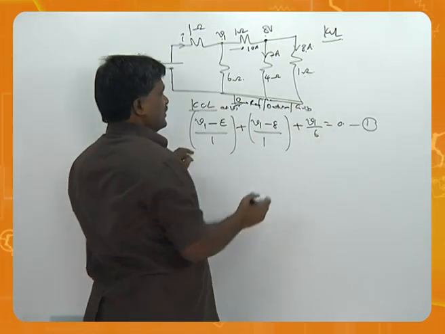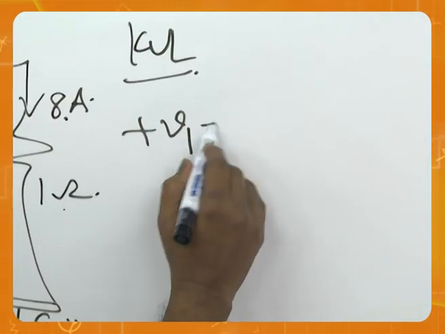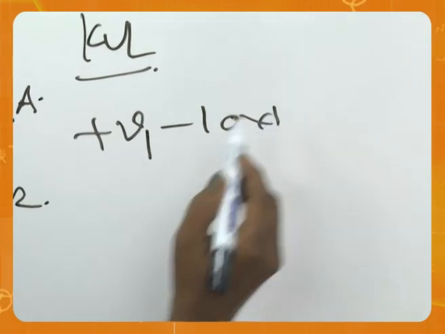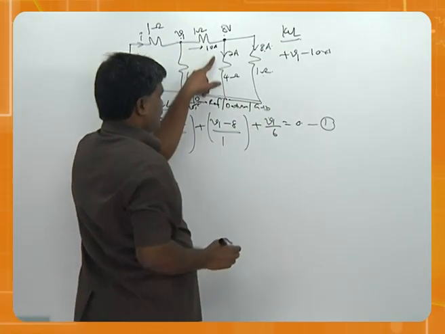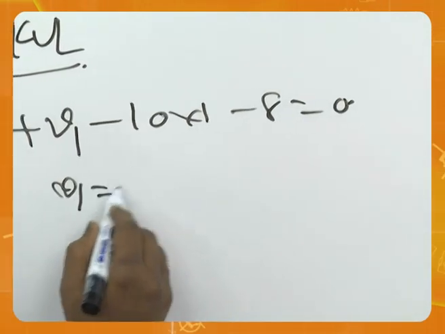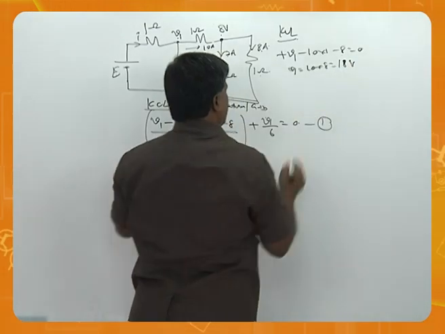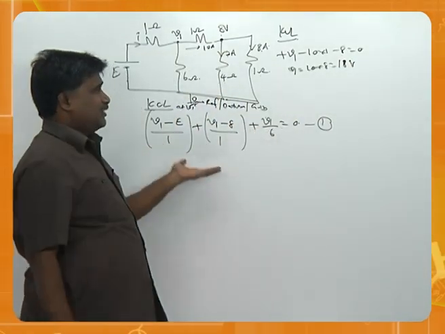If I apply KVL, plus V1 minus 10 into 1, the drop here, minus 8. Therefore, V1 is 10 plus 8, which is 18. Now keep this 18 here and solve for E.